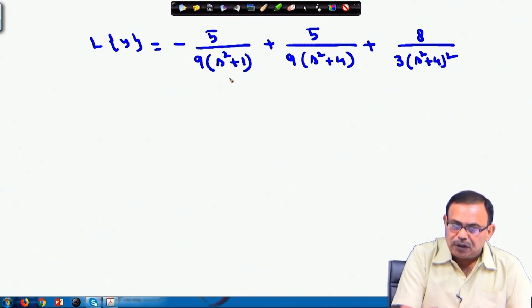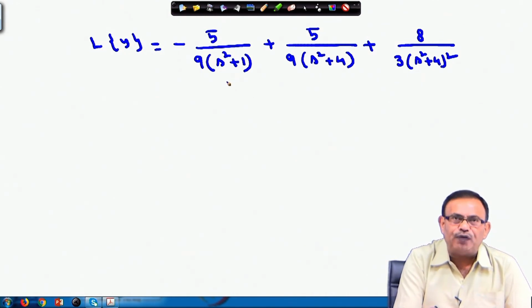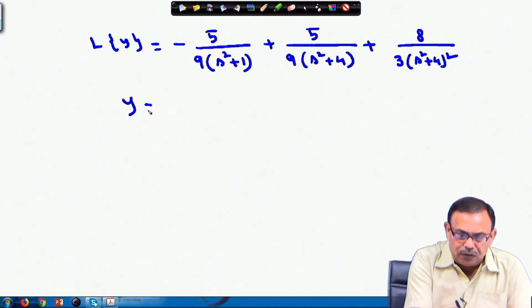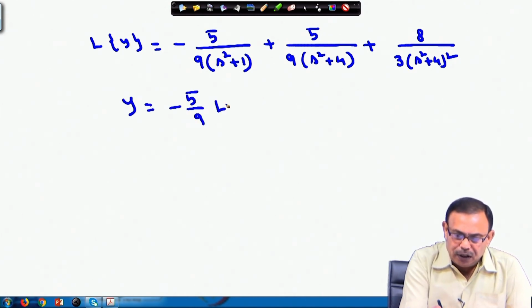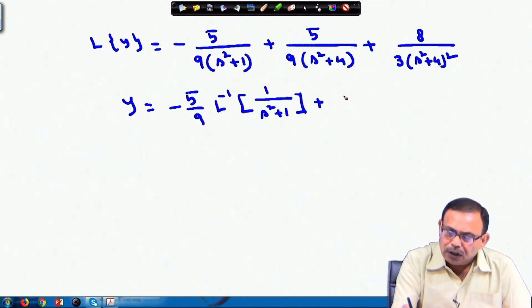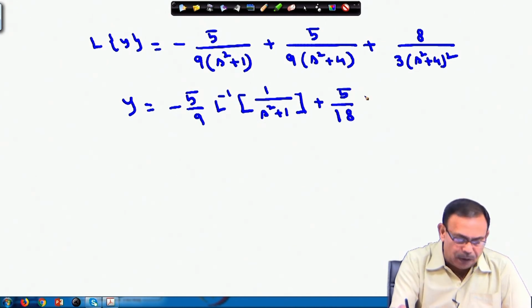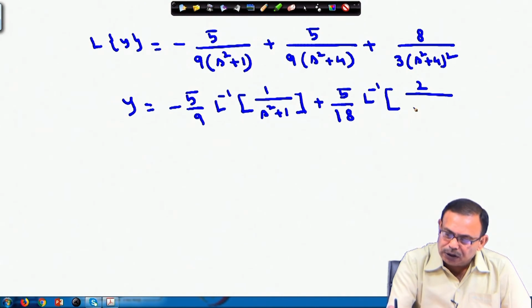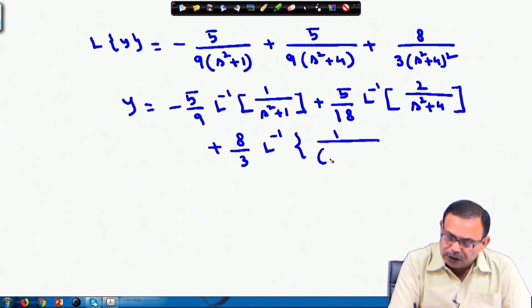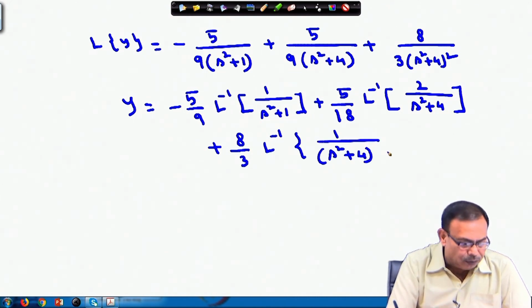So, once I am getting these individual 3 terms with only one factor in the denominator and whose inverse Laplace transform is known to me, now I can write down y equals minus 5 by 9 Laplace inverse of 1 by s square plus 1, plus 5 by 18 Laplace inverse of 2 by s square plus 4, and plus 8 by 3 Laplace inverse of 1 by (s square plus 4) whole square.